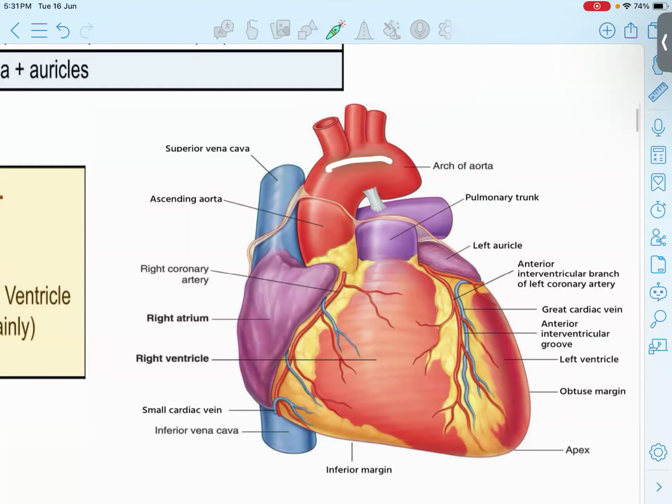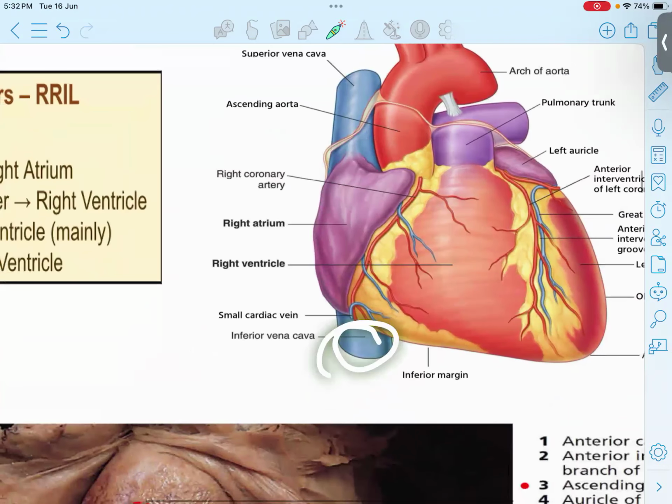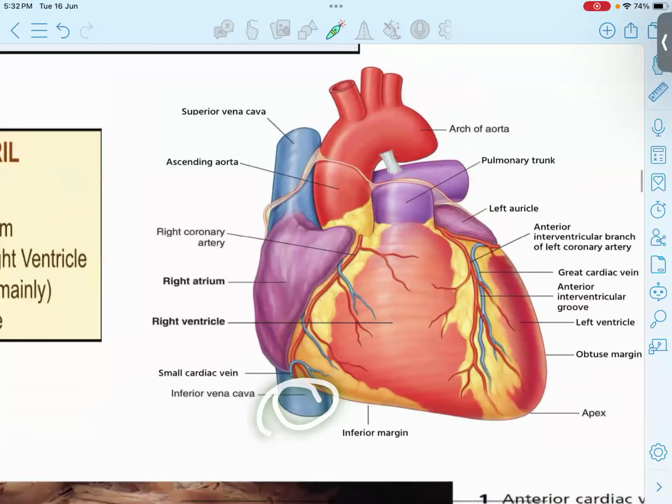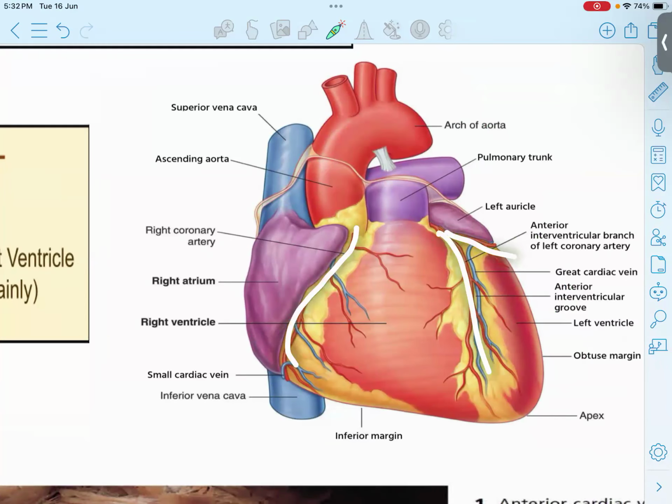And you all know the branch mnemonic BCS. B for brachiocephalic trunk, C for left common carotid artery, S for left subclavian artery. The brachiocephalic trunk will give branches: right-sided common carotid and right-sided subclavian. And this is the inferior vena cava, and we have to know the artery supply. I will show you in an easy way further on.